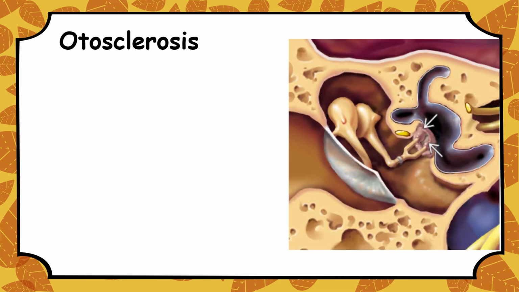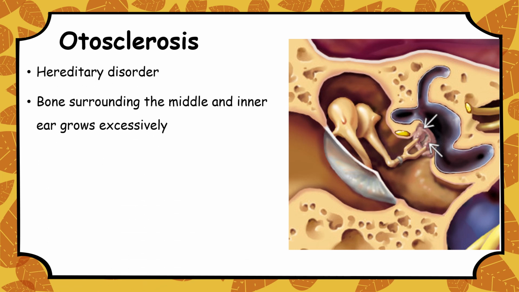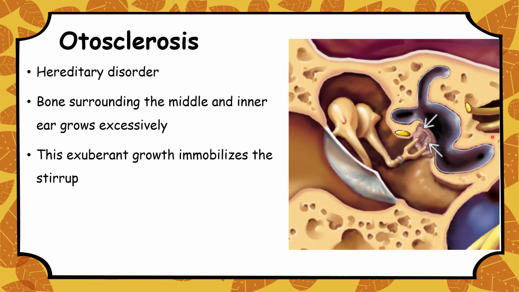Otosclerosis is a hereditary disorder in which the bone surrounding the middle and inner ears grows excessively. So it is when there is damage to the ossicles, the bony structures. This exuberant growth immobilizes the stirrup, so it will be difficult for the bony structures to move. It cannot transmit the sound properly. It may develop in someone who had measles in childhood.